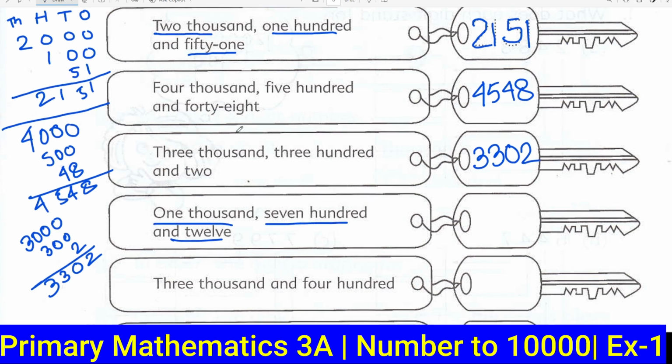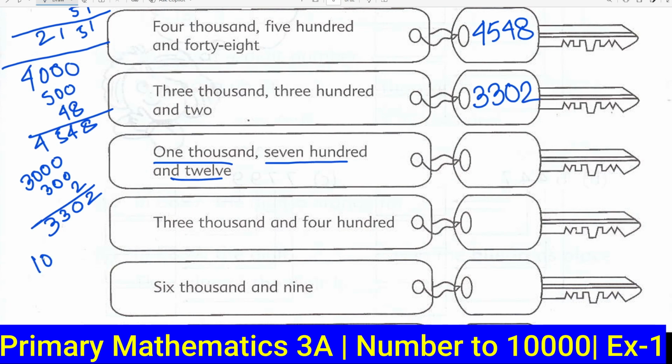1,712. First 1,000. This one is a 1,000. Then 700, and then 12, right? So it will become 1,712. So we can write 1,712.